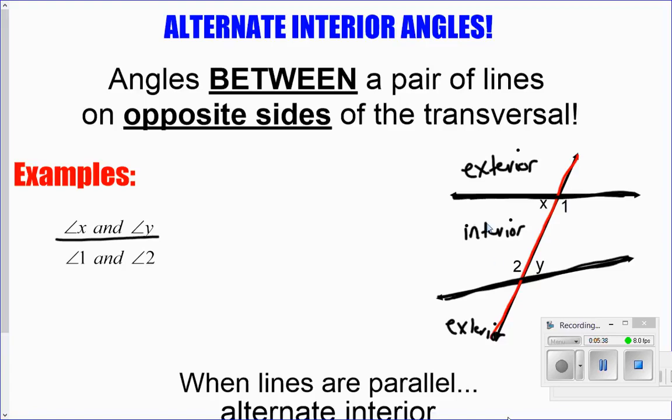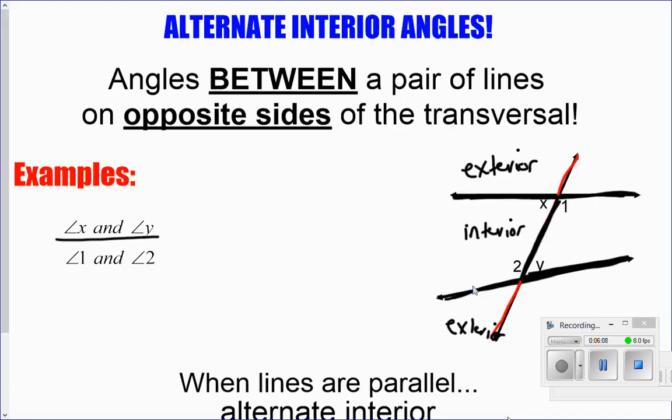Sometimes it's easier to identify alternate interior angles if you notice that a Z is formed. So if I use the transversal and part of each of the lines, there's a Z formed. And the angles that are on opposite sides of that transversal, those are the two angles that are considered alternate interior. Again, same idea with angles 1 and 2.